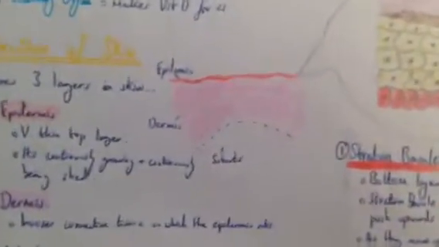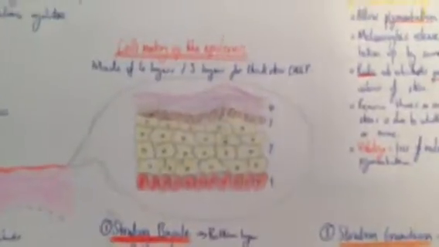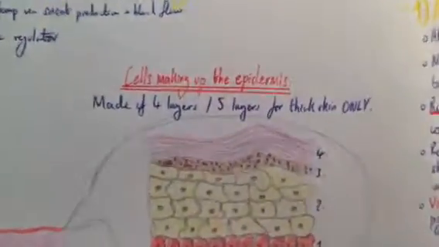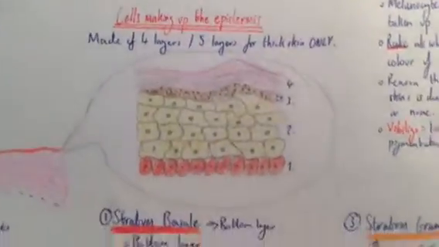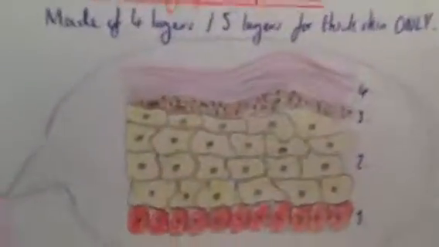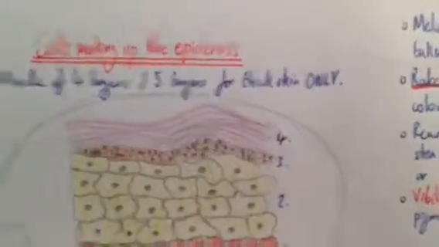Cool. Okay. So as you can see, there's a picture of epidermis, dermis, subcutis. So we then come on to the cells making up the epidermis. The epidermis is made up of 4 layers, and 5 layers for thick skin only.